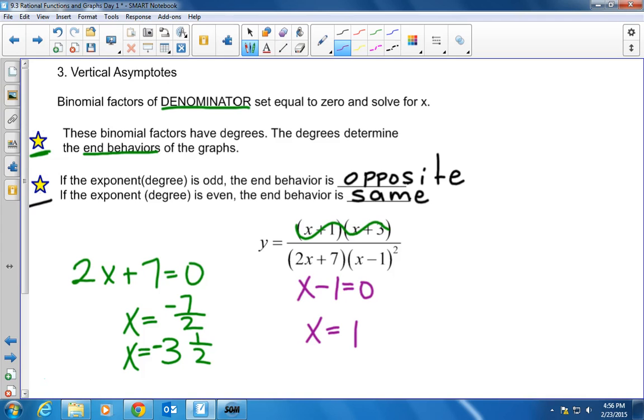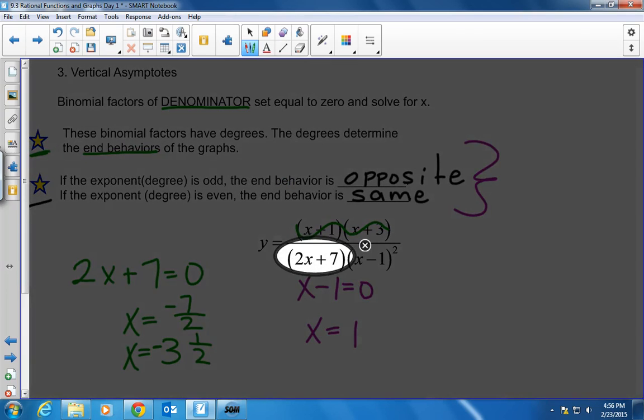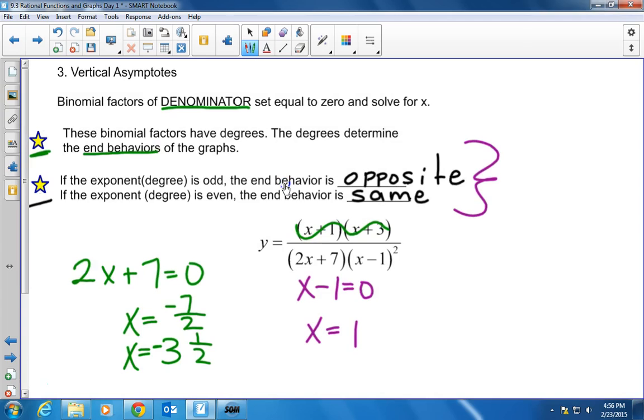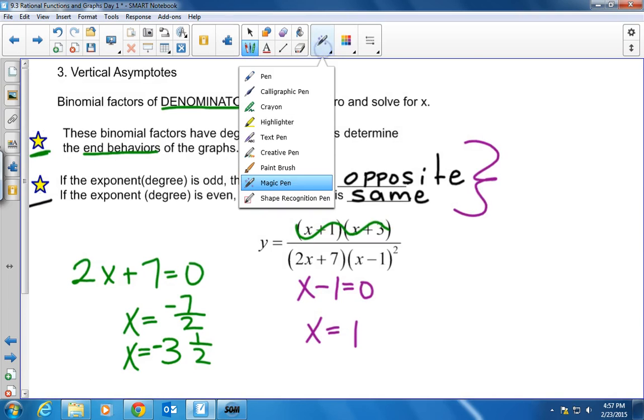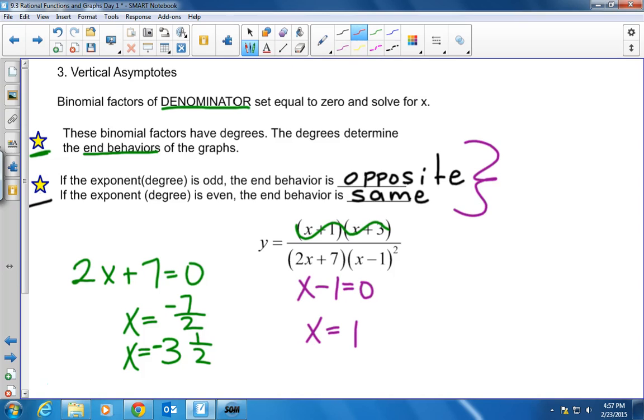Now that we've set them equal to 0 and solved, we need to go back and label this part. So for this polynomial right here, this is what I'm going to be focusing on. That expression has a degree of 1. It's understood to have a degree of 1 right there. 1 is odd. So this vertical asymptote right here is going to have opposite behavior. And I'm going to go ahead and write that in my notes. That way when I go to graph this stuff, I don't have to go back and check. So I always write a little reminder right here that that's going to have opposite behavior.